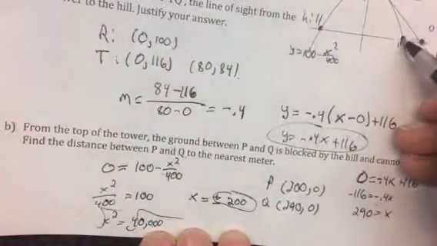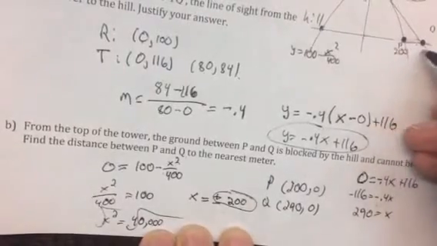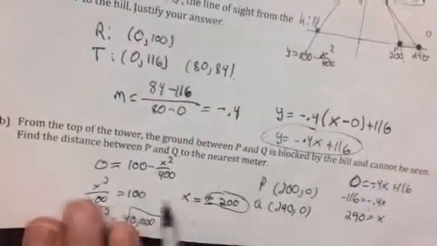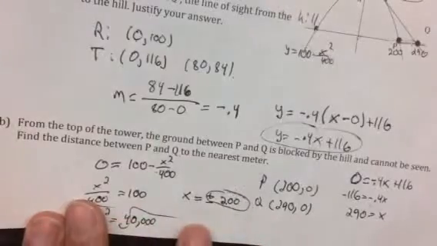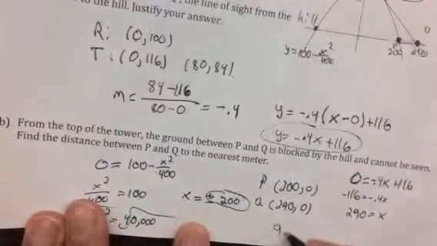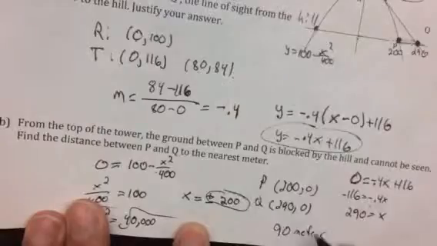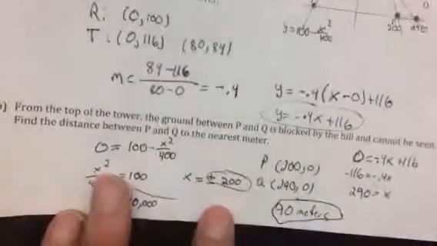So we've got 200, 0 and 290, 0. Let's reread our question. Find the distance between P and Q. The distance between P and Q is 90 meters. And that's it. That's the homework.